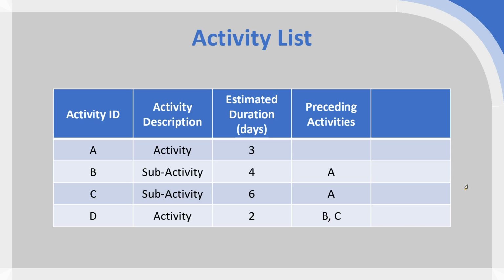So here we can look at our activities and say, well, in order for activities B and C to start, we need to have already finished activity A. So that makes activity A preceding activity for activities B and C. And then we can say for activity D to start, activities B and C must have finished as well. So that makes activities B and C preceding activities for activity D. That's going to become particularly important when we move on and create our network diagram. So it's always good at this stage to sit down and work out what your preceding activities are.